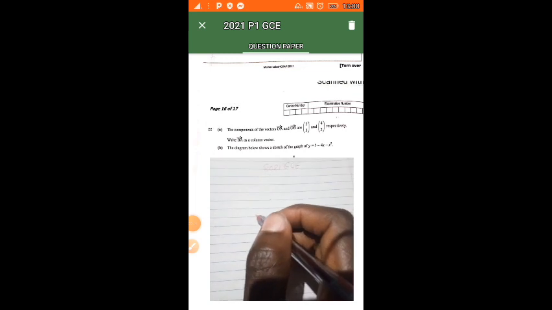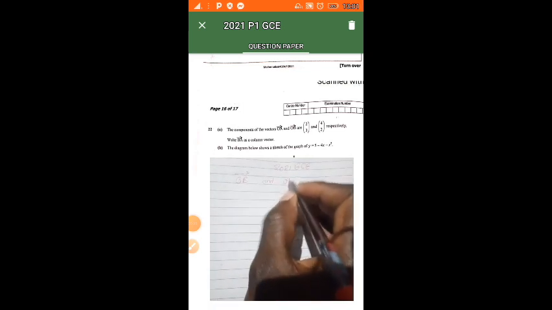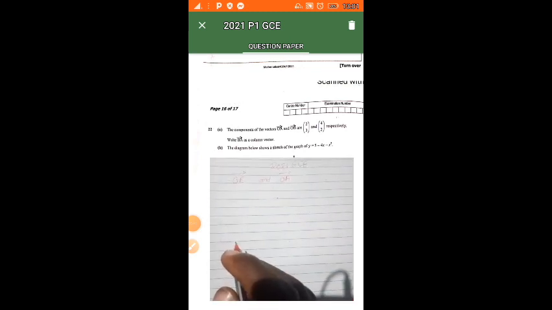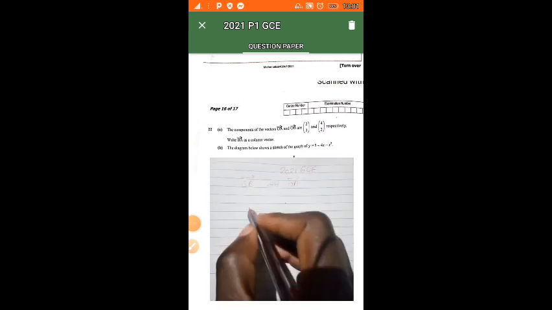Going to look at some vectors. The components of the vectors OA and OB are 2, 3, and 4, 2 respectively. Write BA as a column vector. So the vectors OB and OA have been given right away. And now the question is saying BA. Instead of the previous question where we said find AB, now it is BA.